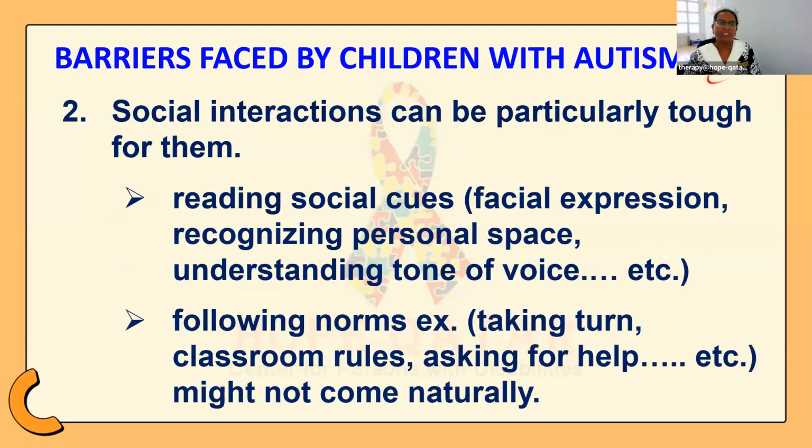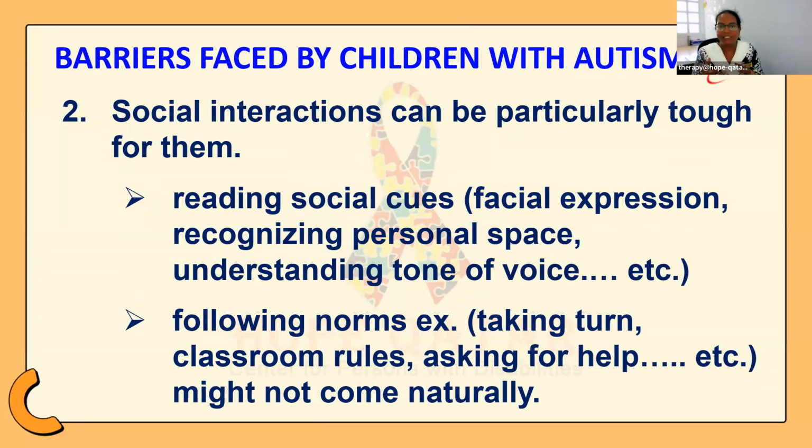The second barrier they face is social interactions. These can be particularly tough for them. What are the social interactions? Reading social cues, like understanding facial expressions, recognizing personal space, and understanding the tone of voice. With facial expressions, the child has difficulty understanding whether you're angry or happy. If you have widened your eyes, they don't understand whether you're angry with them.